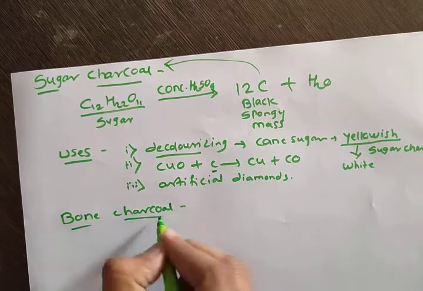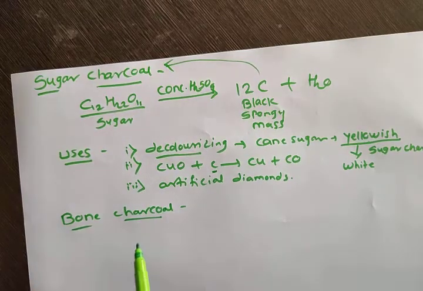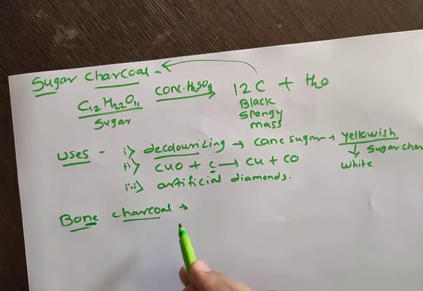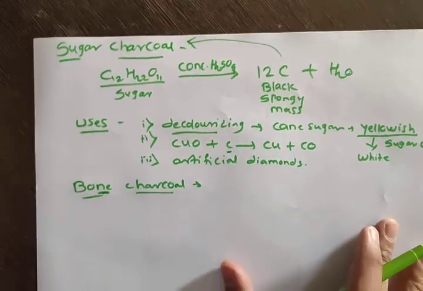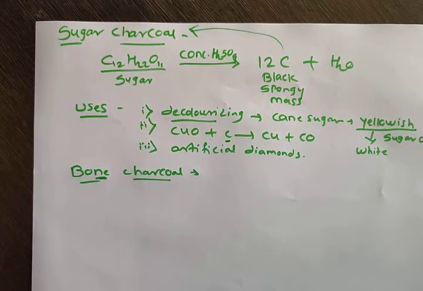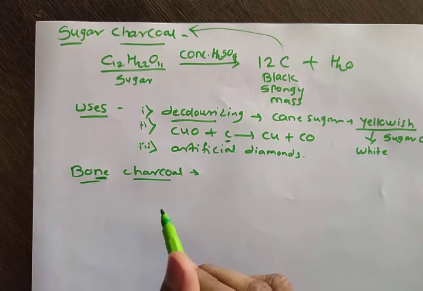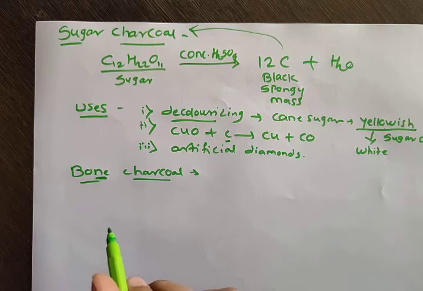Bone charcoal. So what this word is indicating, bone charcoal is made from the bones. Which bones? The bones of the animals. The bones of the dead animals. Okay, how is it made? Again, it is made by the destructive distillation process.